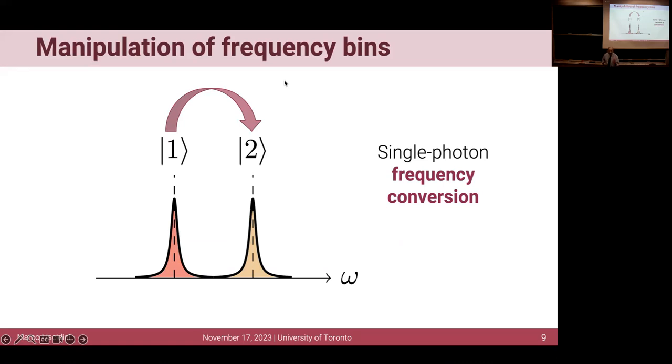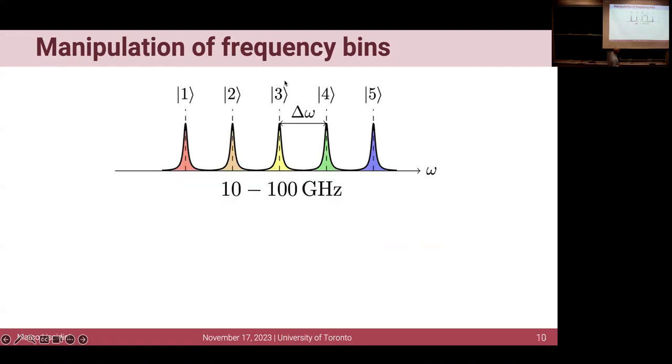This is very, very difficult, okay? It's very difficult unless the frequency band space is not particularly large. And when I say not particularly large, I mean between 10 and 100 gigahertz.